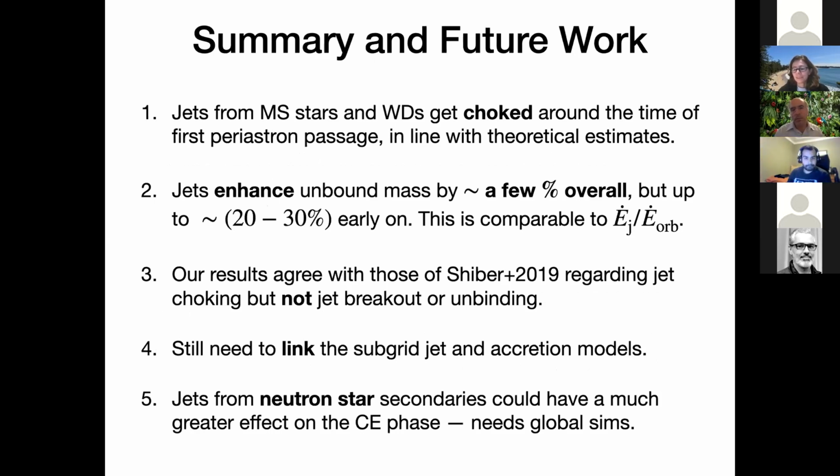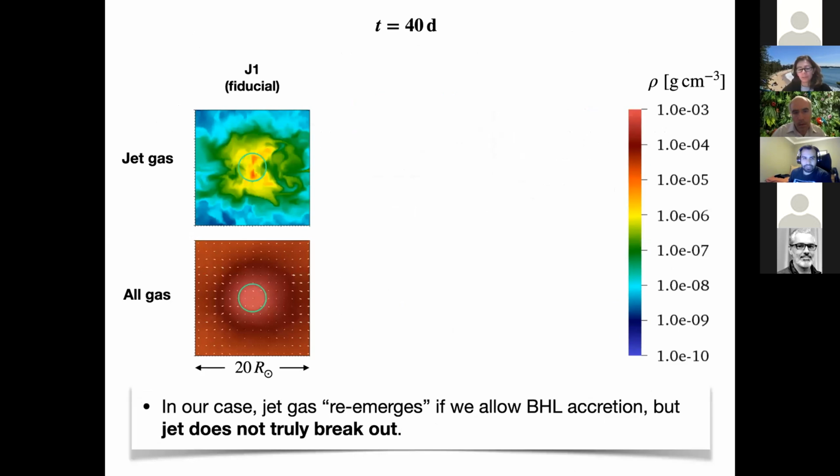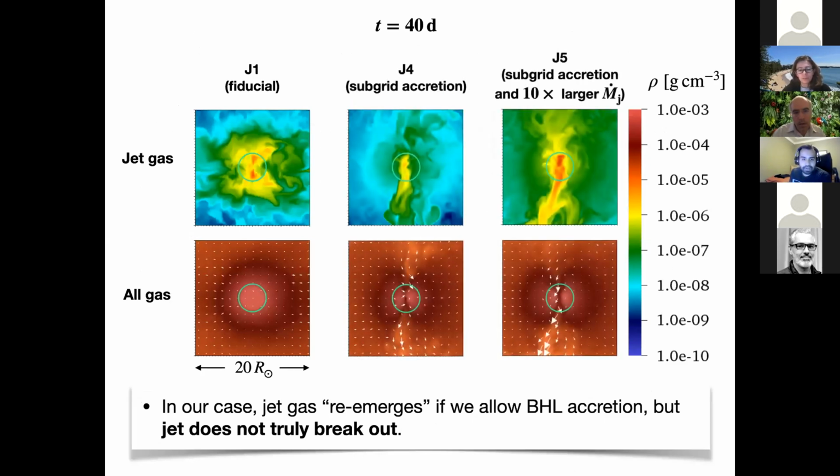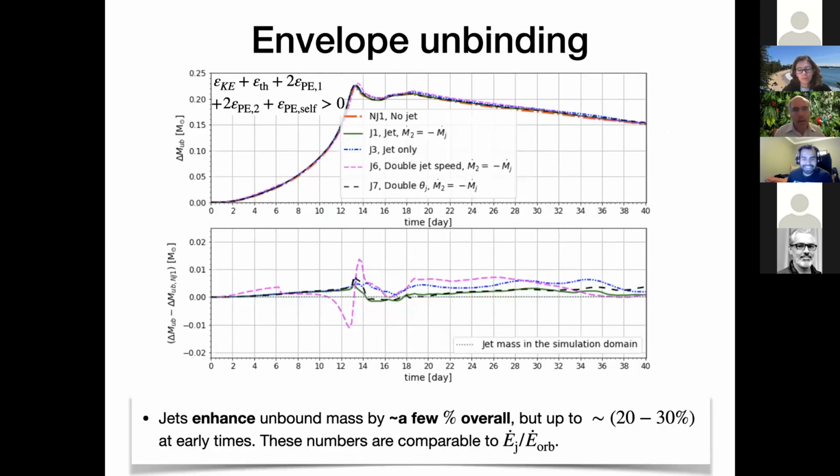Miguel? Yes. My question is about the way your criteria for unbound mass. I noticed that you have 3 different potential energies, and I noticed one it was 1, 2, and self. Yeah, not in the next one. Yeah, sorry, I skipped it. So can you elaborate a little bit on that criteria?